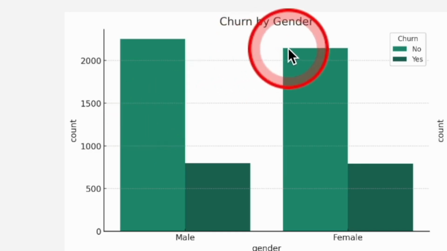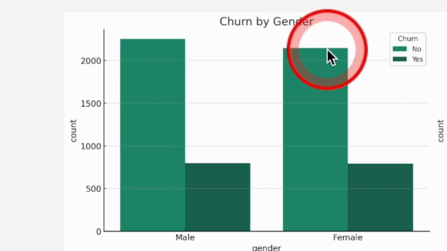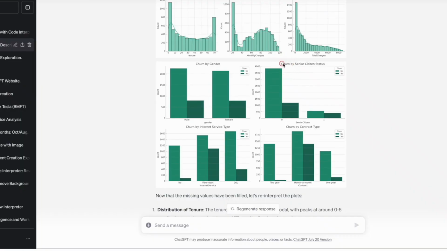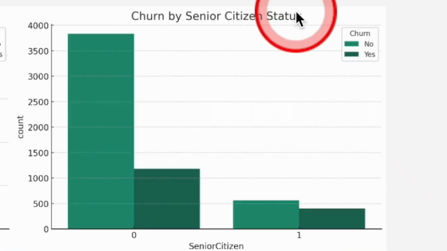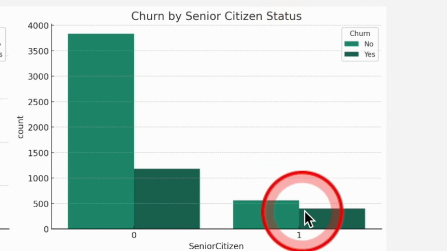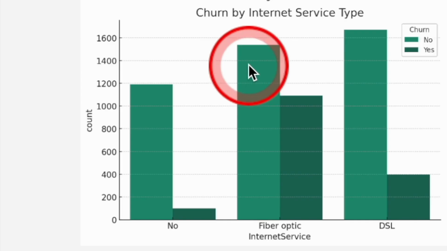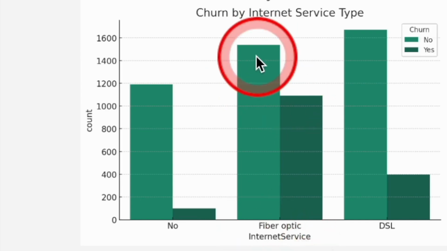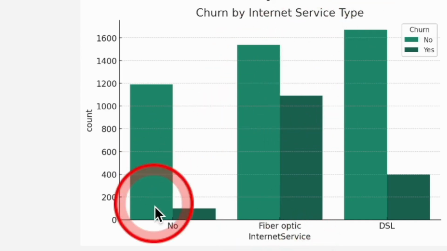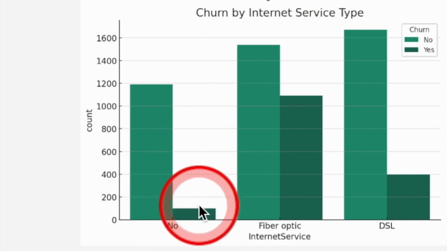Churn by gender. Churn does not seem to significantly differ by gender. Both genders show similar churn rates. Churn by senior citizen status. A higher proportion of senior citizens churn compared to non-senior citizens. Churn by internet service type. Customers with fiber optic service seem to churn at a higher rate than those with DSL or no internet service.